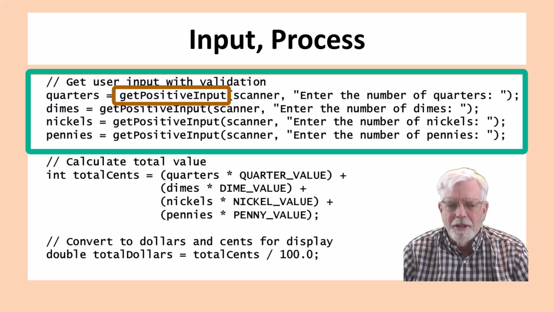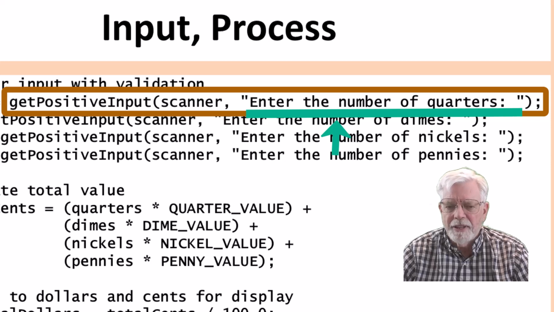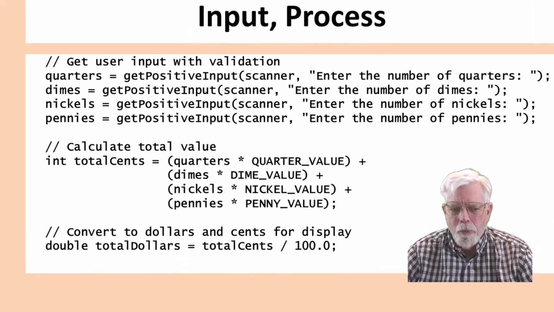The term method is used in object-oriented programming, or OOP, when defining a subroutine or function that is part of a class definition. The getPositiveInput method has two parameters inside the parentheses. The first parameter is a scanner object which has already been created for using the keyboard. The second parameter is a text string that is a prompt message to be displayed on the screen that will ask the user to input some specific data. We will be able to see how these parameters are used when we see the code for the getPositiveInput method.